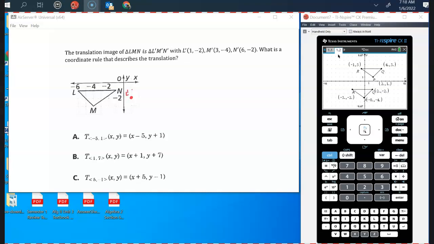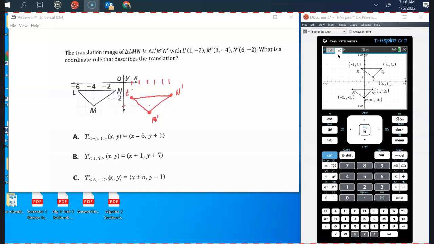M prime is 3, so it's 1, 2, 3. Then go down 1, go down 4, so we have 2, 3, 4. So that's N prime. And then M prime is 6, 1, 2, 3, 4, 5, 6. Then go down 2. So this is N prime. So there's my image.